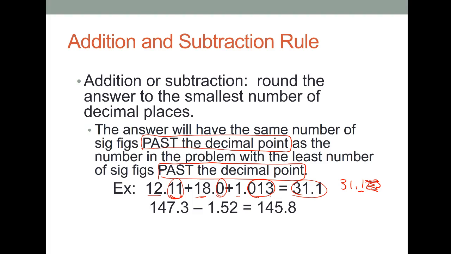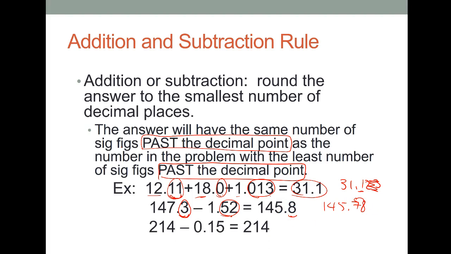If I do this, you get 145.78. And again, 1 after the decimal point, 2 after the decimal point means only 1. 8 rounds up the 7.